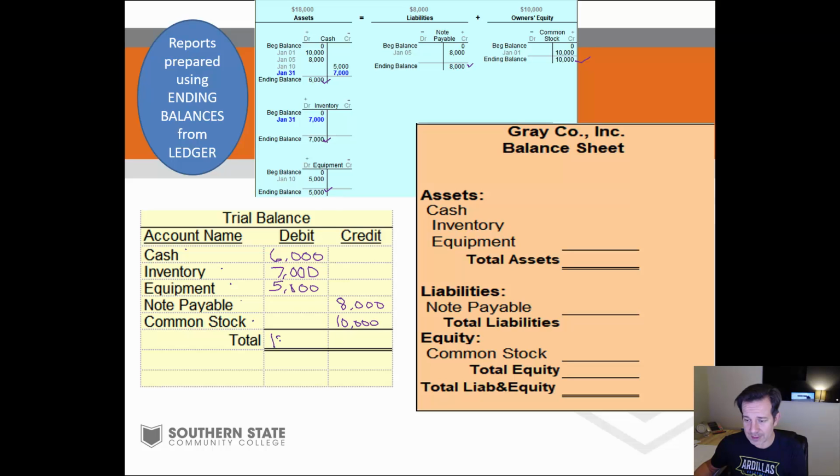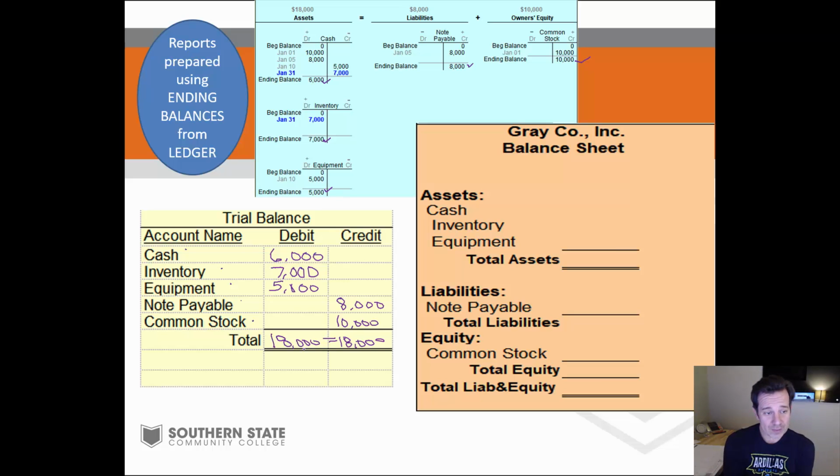18,000 on the debit side and 18,000 on the credit side. We equal. The accounting gods have smiled upon us. That's exactly what we want to have happen. If you do your trial balance and you don't equal, you got to stop. You got to stop with the accounting and go back because you have boogered something up and you got to go back and fix it. We haven't boogered anything up here, amazingly enough.